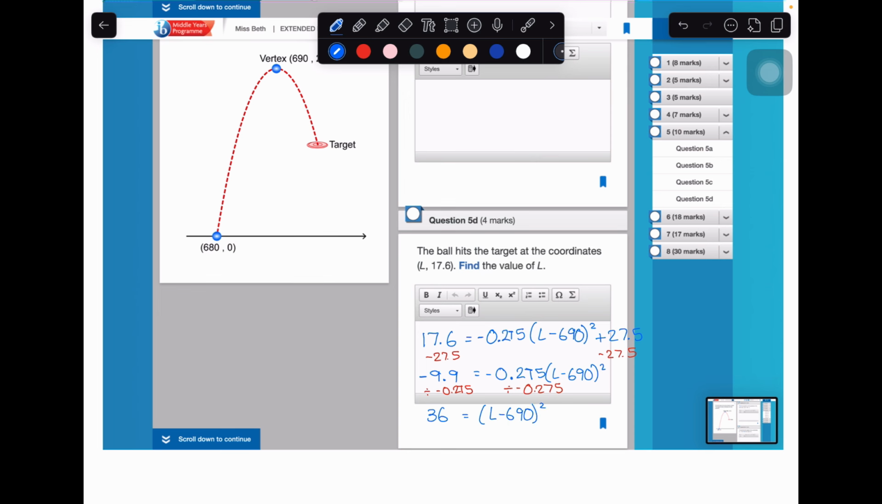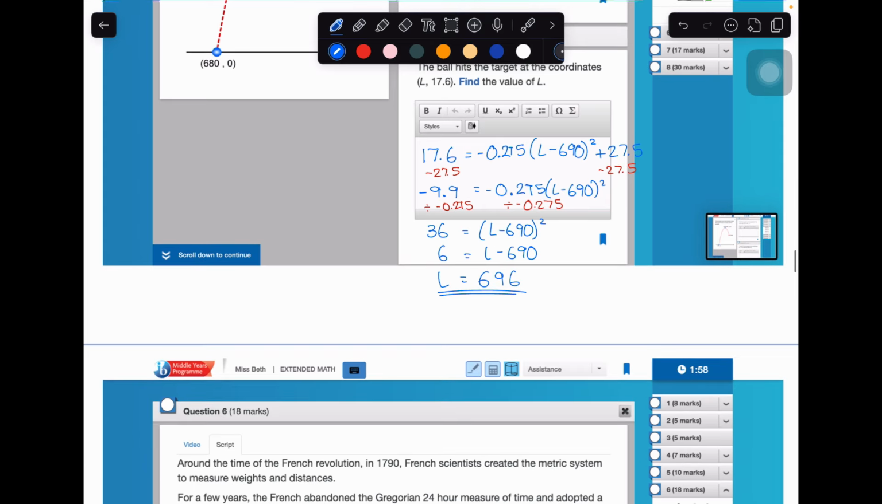So square root both sides, so 6 is equal to L minus 690. Add 690 to both sides. We would have that L is equal to 696. And there we have it finally.